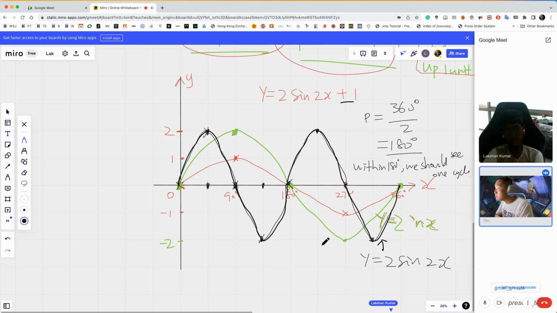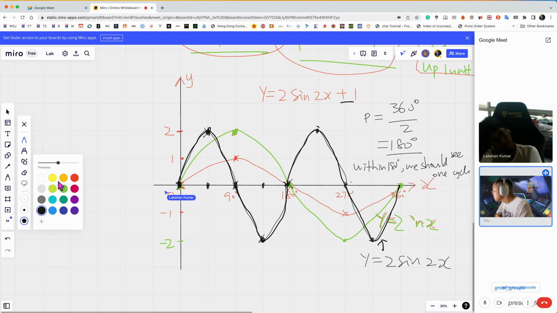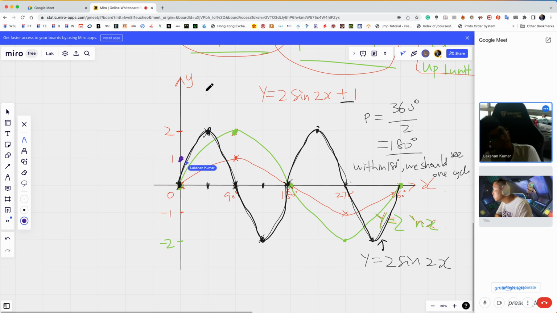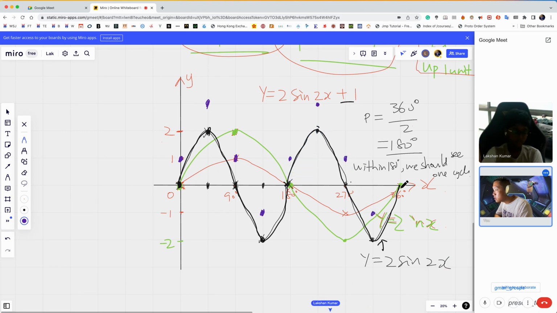Oh, but we still have the plus 1, right? Then the amplitude just goes up by 1. Correct. So every point, how many points do you have? 1, 2, 3, 4, 5, 6, 7, 8, 9. So all these points must rise by 1. Let me choose a different color. From 0, you go to 1. From 2, you go to 3. From 0, you go to 1. From this -2, you go to -1. From this one, you go to 1. Can you see the way I do it? It's very mechanical. You just follow, right?